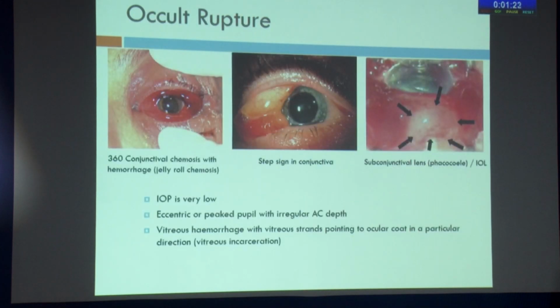But there are cases where there is an occult rupture, and it is very important in an emergency to rule out and look for the signs of occult rupture, which are either the conjunctiva is very boggy or chemosed. There could be subluxation of the lens in the subconjunctival space. IOP could be low. The pupil could be eccentric or peaked. And there could be vitreous hemorrhage or vitreous strands pointing to ocular coats, basically suggestive of vitreous incarceration.